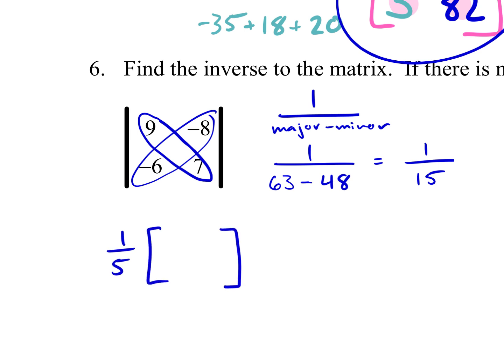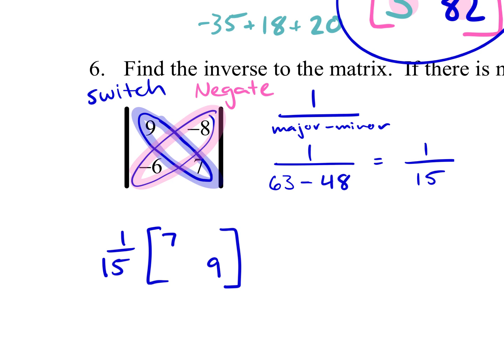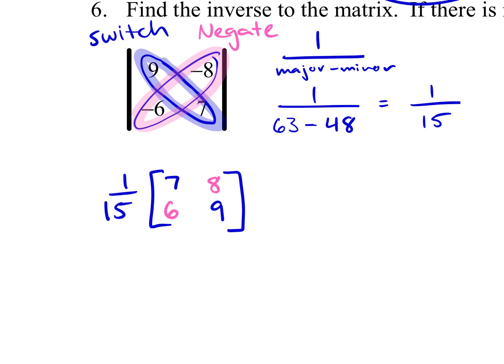Now we need to multiply that times our new matrix. What do we do with the majors? Switch the majors. So 7 now goes up top and 9 goes on the bottom. What do we do with the minors? Change the signs. We negate them. So we just flip the signs. If they're already negative, we got to make them positive. So -8 is going to turn into +8, and -6 turns into +6. Now the last thing we want to do is distribute our scalar to everything.